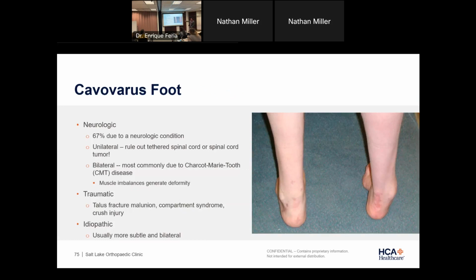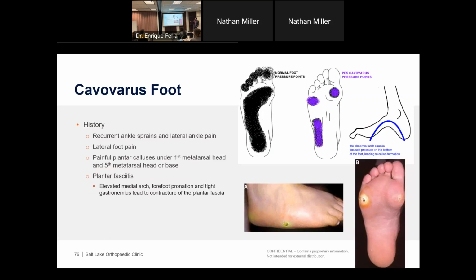You can see a unilateral case where the left foot's normal and the right foot, you can appreciate the high arch here and how the heel's kicked inwards. Patients who have high arches tend to have pressure points on the sole of their foot. If you look at the diagram, normally your weight is evenly distributed throughout the sole of your foot. When you tend to be high arched, you really have pressure points along the outer border of your foot and right underneath your big toe. And that can oftentimes lead to these painful calluses like you see in the bottom two pictures here.